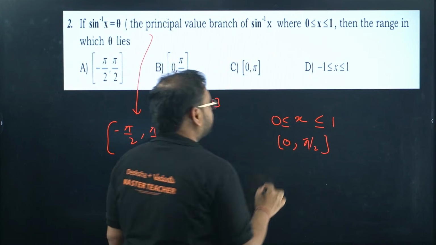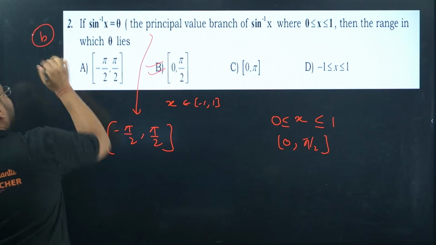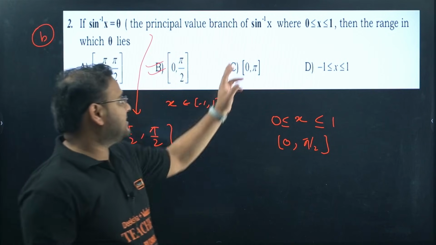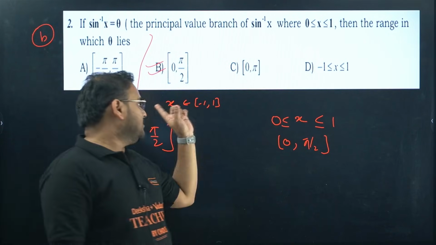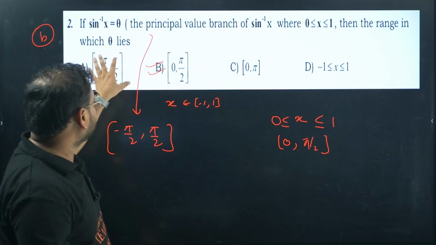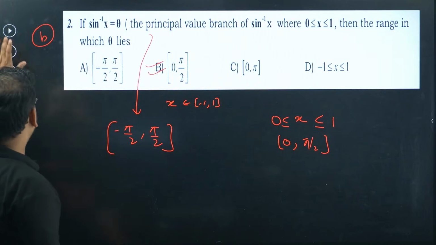I hope this is clear. The answer will be option B actually. Option A is wrong because x is given from 0 to 1. In that case, the principal value branch will change from 0 to pi by 2, not to the value in option A. Now moving on to question number 3.